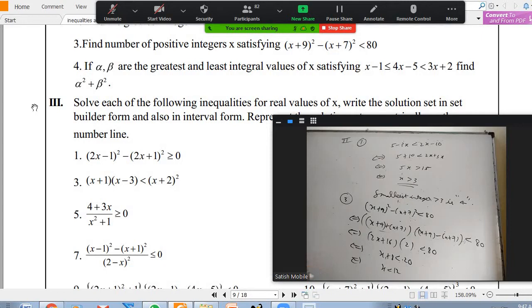All right, that's it. So positive integers means starting from 1 up to 11, right? So the positive integers satisfying this inequality, I'm writing here, are 1, 2, 3, and so on up to 11. So there are a total of 11 numbers.